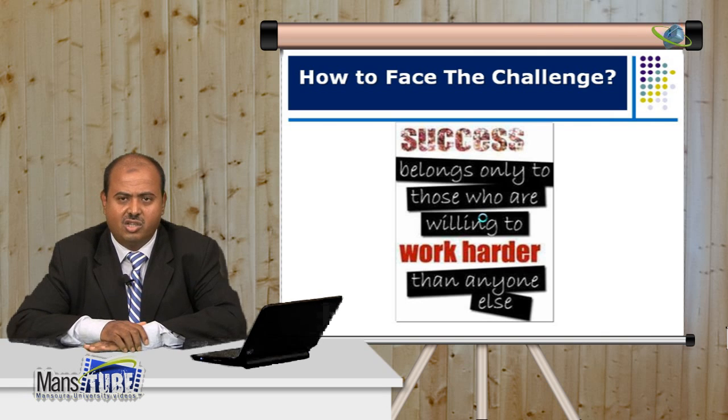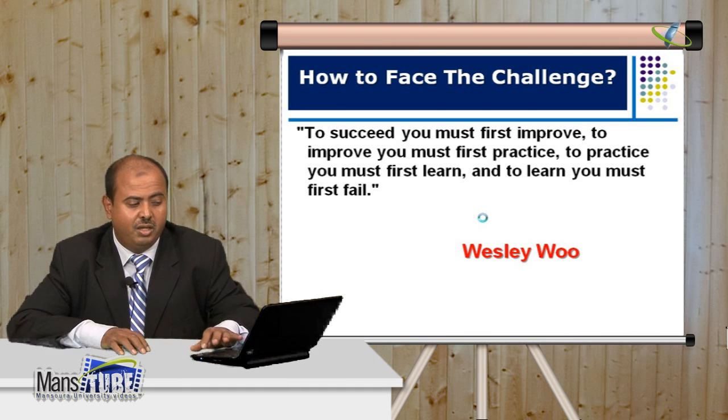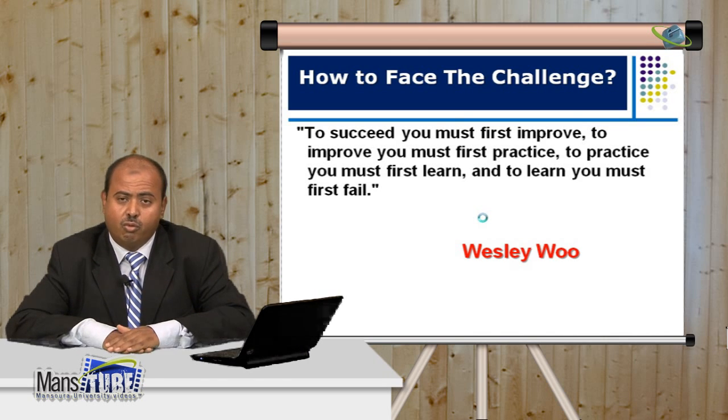Just to sum up, how to face the challenge in medicine generally and antibody-mediated rejection is we should consider that success belongs only to those who are willing to work harder than anyone else. So we should be active. As Wooden said, to succeed you must first improve. To improve you must first practice. To practice you must first learn. And to learn you must first fail.